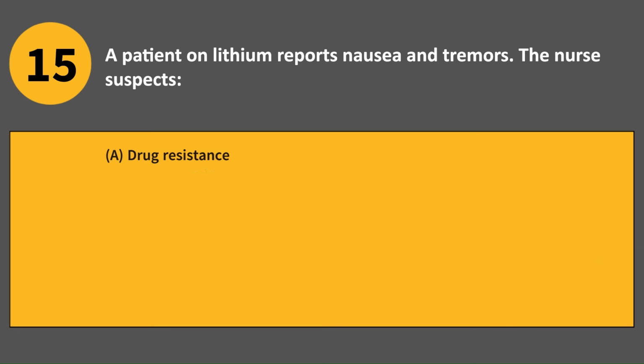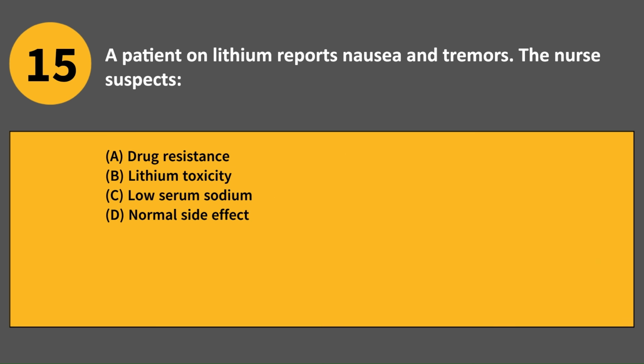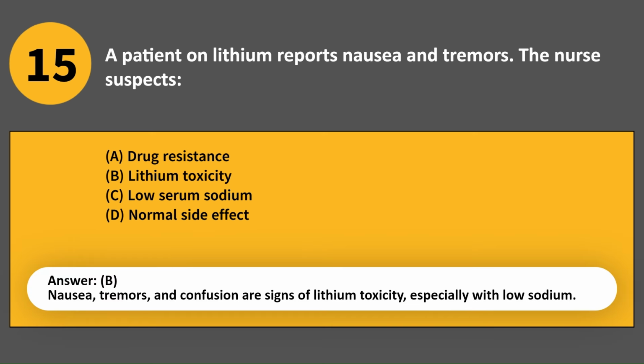A patient on lithium reports nausea and tremors. The nurse suspects: A. Drug resistance. B. Lithium toxicity. C. Low serum sodium. D. Normal side effect. Answer: B. Nausea, tremors, and confusion are signs of lithium toxicity, especially with low sodium.